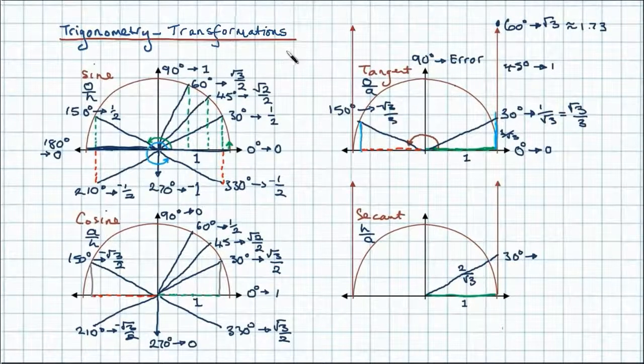In this video then we're going to look at trigonometric transformations, which is when you take the parent functions of sine, cosine and tangent and apply various, well, you could say distortions to those standard parent functions. Okay?